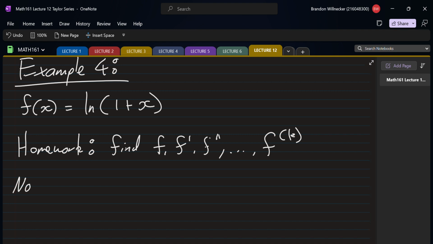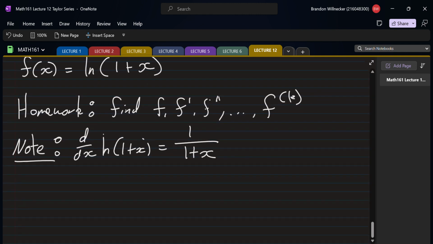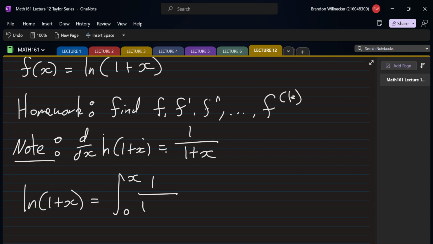Okay, so for my method, note that the derivative of the natural log is going to be 1 over 1 plus x. That's if we just take the derivative. If we keep that in mind, we can write the natural log of 1 plus x as the integral from 0 to x of 1 over 1 plus t dt. Here I'm just using the fundamental theorem of calculus to write the natural log as the integral of its derivative. So that's just FTC.